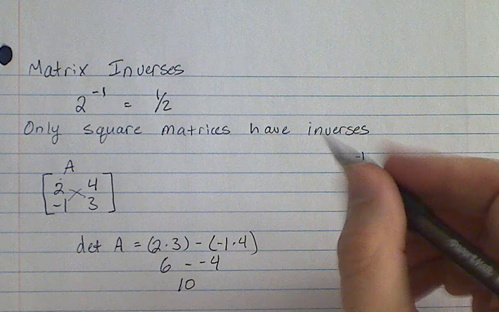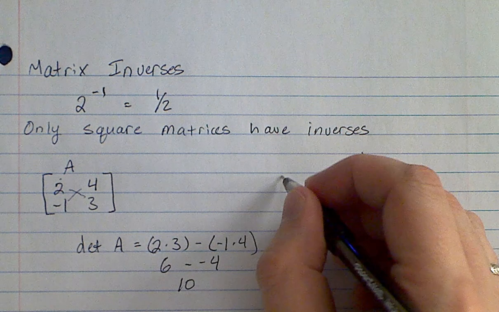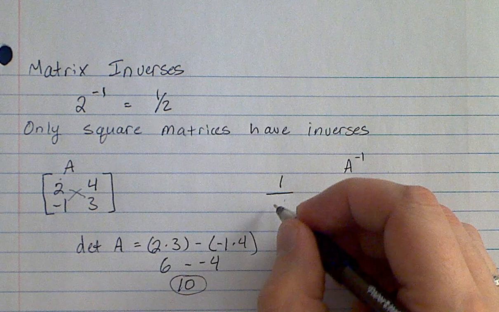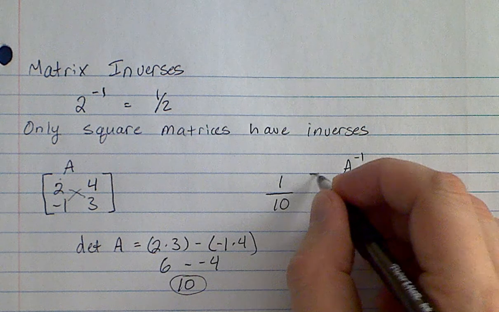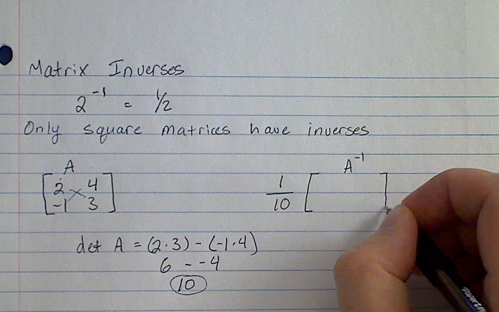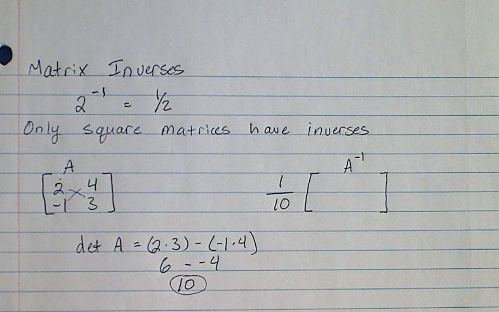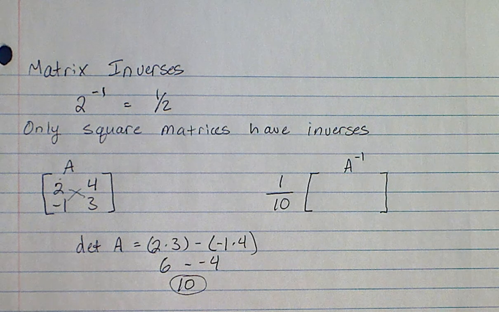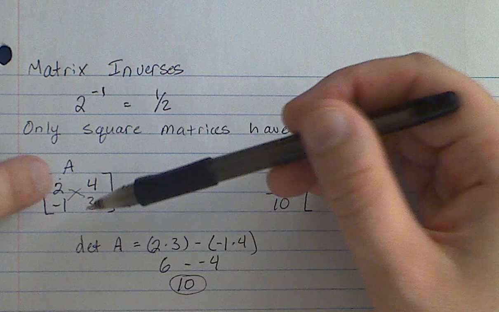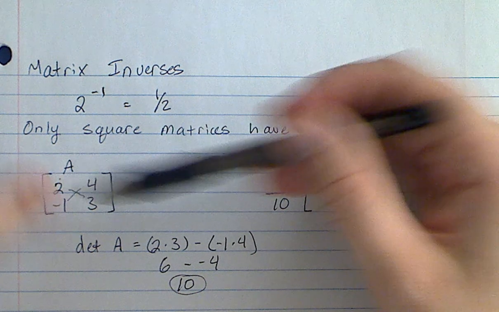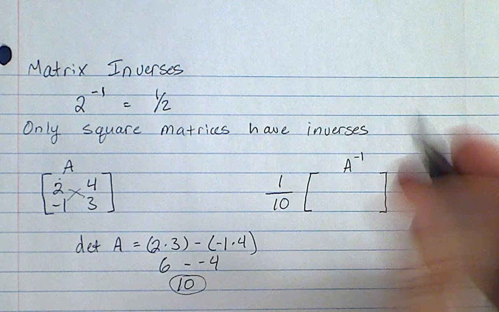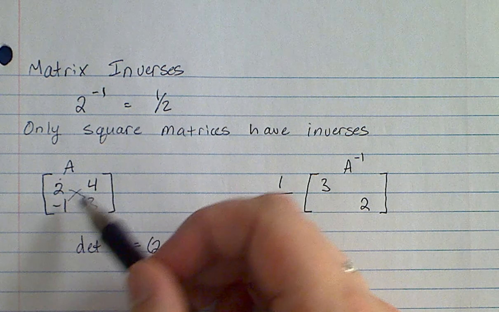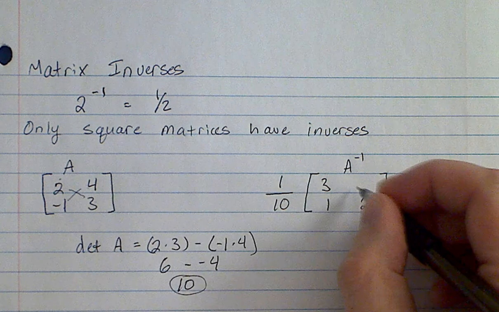Now to find the inverse, I'm going to do 1 over whatever the determinant of A was, and that's the 10. And I'm going to multiply that not by A, but by a transformed version of A. The transformed version is really not that hard. What we're going to do for the inverse is flip A and D. So the 2 and 3 switch places, so it's going to become 3 and 2. And then opposite signs for the negative 1 and the 4. Positive 1, negative 4.